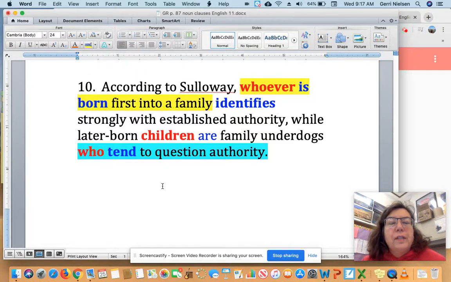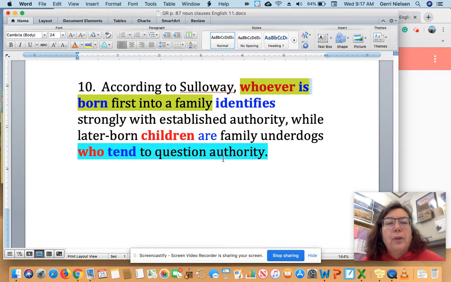Okay, juniors, just in case you were taking a look at number 10 and you were dying to know how this one works, it is kind of tricky, so I thought I'd better come up with an answer for you about what's going on in this one. In number 10, on page 87, according to Sulliway, is a prepositional phrase. So again, with clauses, we don't care about prepositional phrases. We're going to start out with this little clause right here.